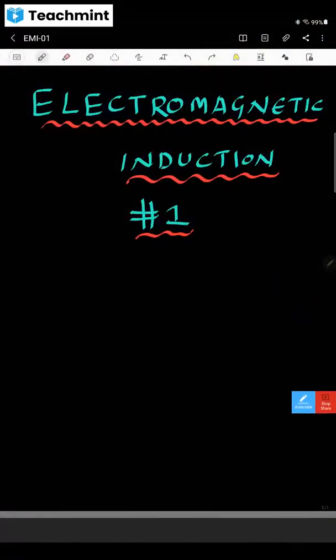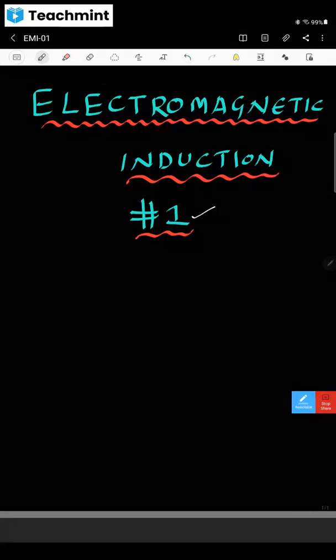Today we are going to discuss a very important chapter, that is electromagnetic induction. This is the greatest discovery in the field of physics. So what is the meaning of this electromagnetic induction and how things are carried forward with Faraday's laws of electromagnetic induction? We'll see that. This is the first lecture.